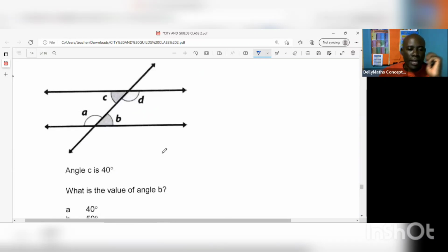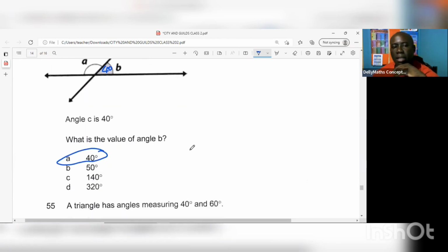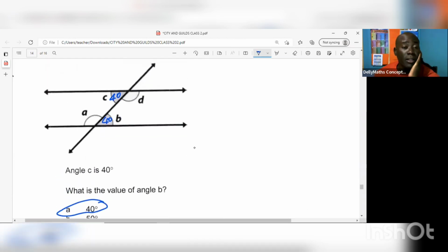All right, so we're looking at this. Angle C is 40, so I'm going to put it, this is 40. What is the value of angle B? It's an alternate angle, so it is also 40. So a Z angle, we're saying alternate angles are equal. So when we have lines like this, and this is parallel to that, then that angle becomes that angle, and that's the Z angle that we're talking about.